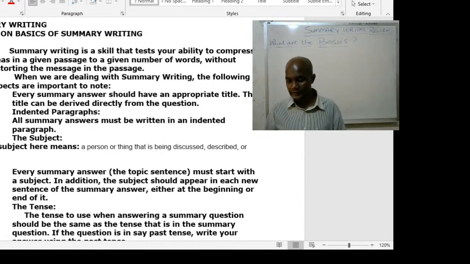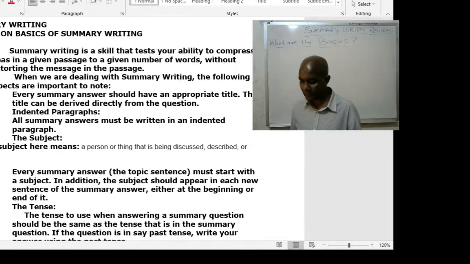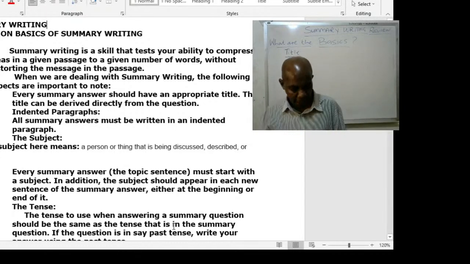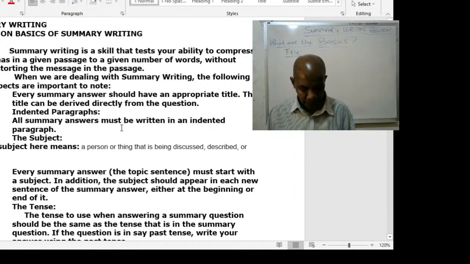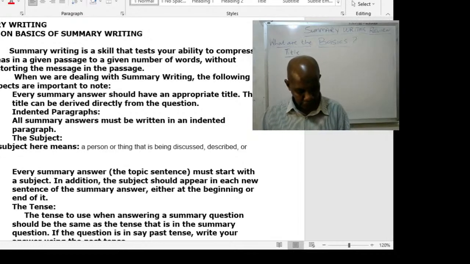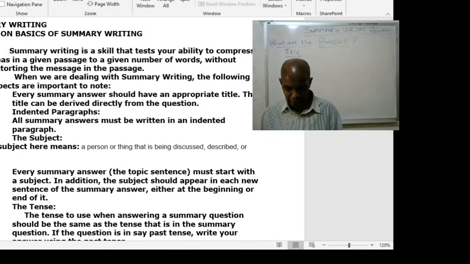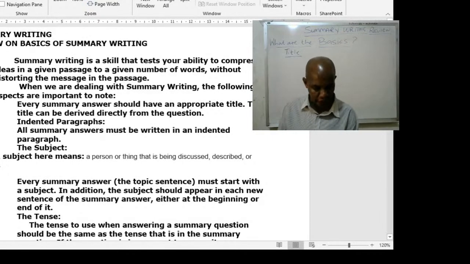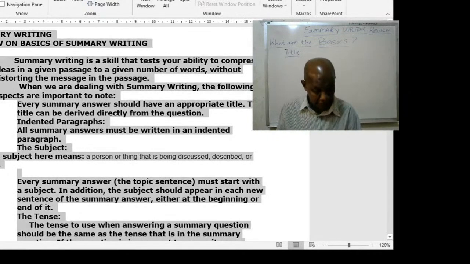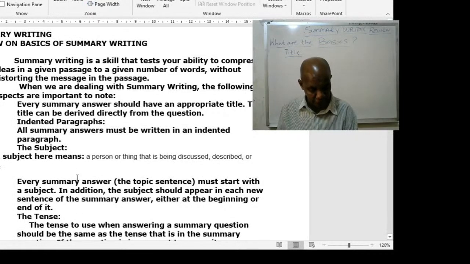One, before you start writing a summary, and we always start with having got the points, the notes, we always start with the title. The title summarizes the main idea in the question, and it is what you should select. Your title should be based on what the question is asking you to do. Don't choose a title from anywhere. Always think of what the question wants you to do, and the wording of your title must be borrowed from the question.